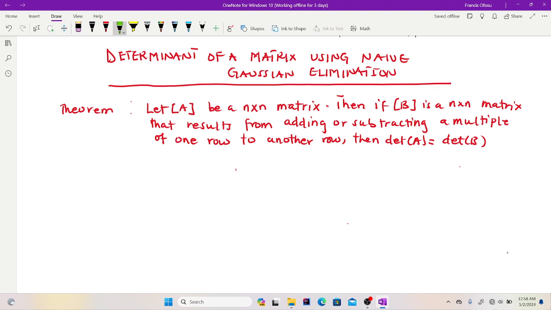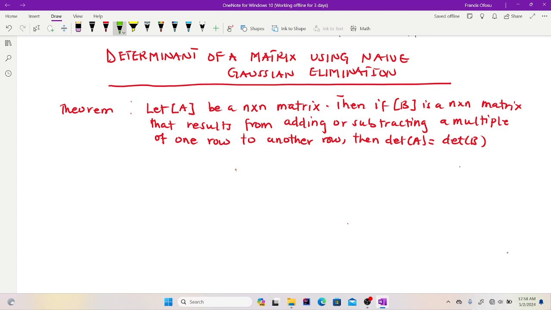Then if matrix B, which is also an n by n matrix, results from adding or subtracting a multiple of one row to another row, then the determinant of A is the same as the determinant of B. So whenever you perform row operations simply by multiplying one row by a constant and subtracting or adding to another row, then the resulting matrix you get should have the same determinant as the original matrix. So that's the concept behind that.